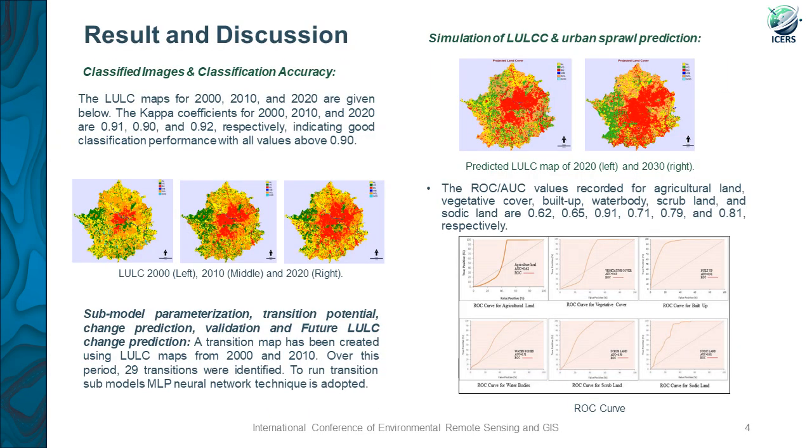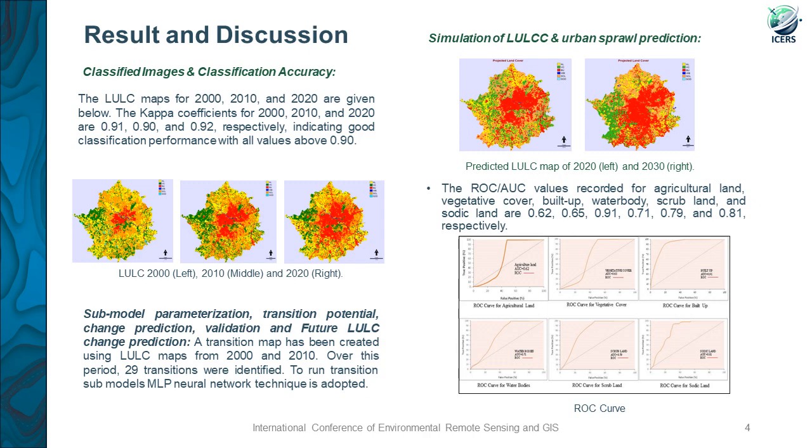Results and discussion. Classified images and classification accuracy. LULC maps of 2000, 2010 and 2020 are given below. The kappa coefficients for 2000, 2010 and 2020 are 0.91, 0.90 and 0.92 respectively, indicating a good classification performance with all values at or above 0.90. And these classified images, which have a good kappa coefficient value, will be used further for this analysis. Submodel parameterization, transition potential, change prediction, validation, and future LULC change prediction.